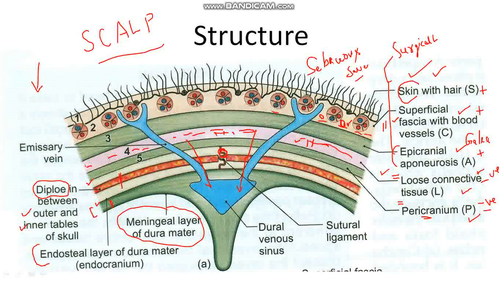This pericranium is also loosely attached, so any collection in this region of pericranium is also generalized and spreads evenly. Any hematoma, any collection, spreads evenly because it is loosely adherent, and it takes the shape of the bone just below it.